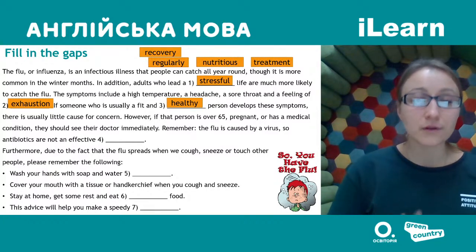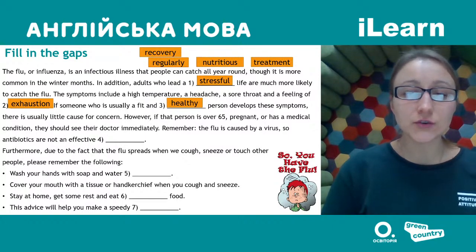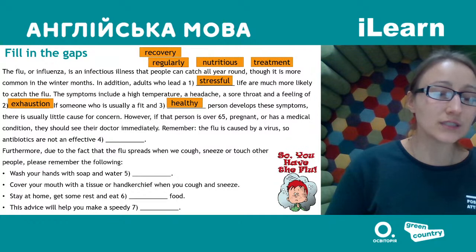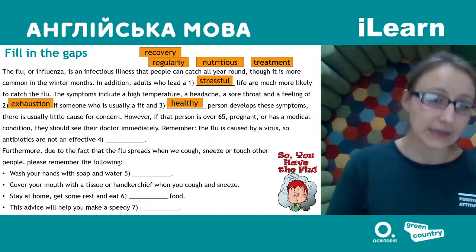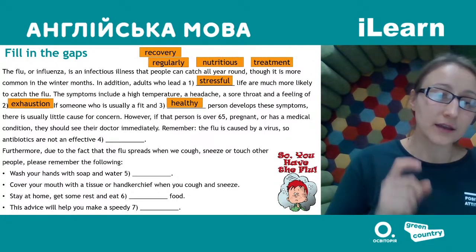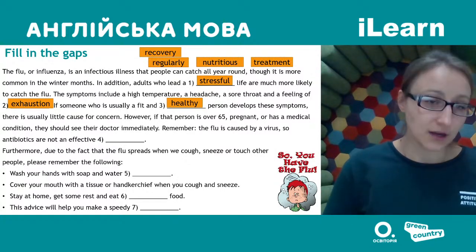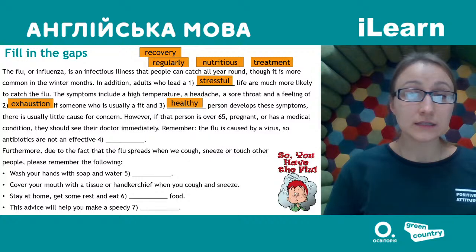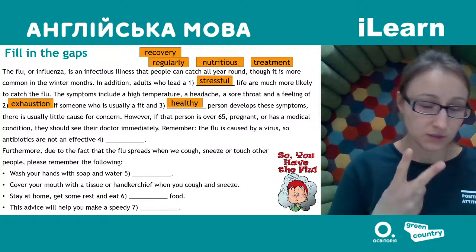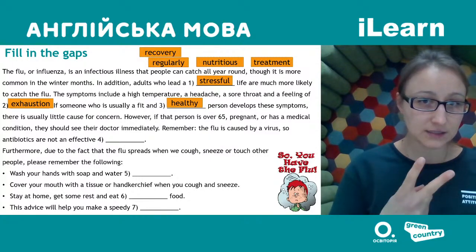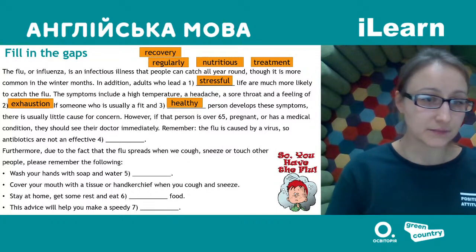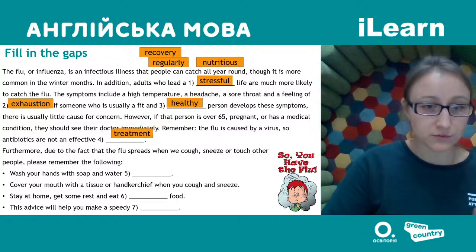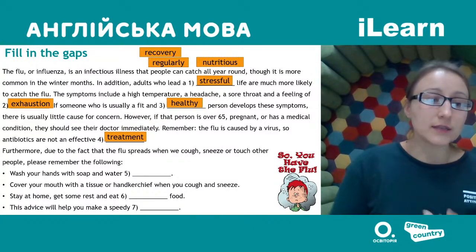Okay, number 4. Remember, the flu is caused by a virus, so antibiotics are not effective. Again, we have an adjective, effective, and here we need a noun. We have two nouns left. У нас тільки два іменники залишились. Recovery and treatment. What can be an effective treatment? Лікування може бути ефективним.